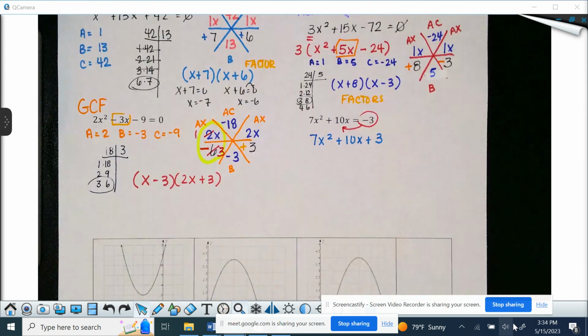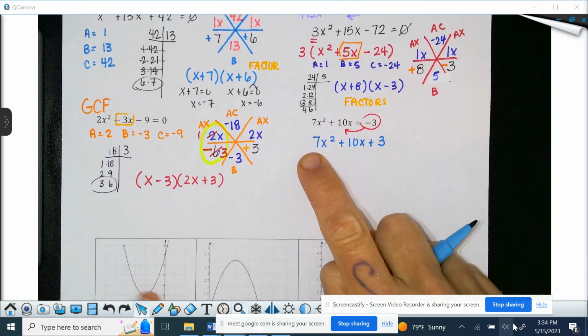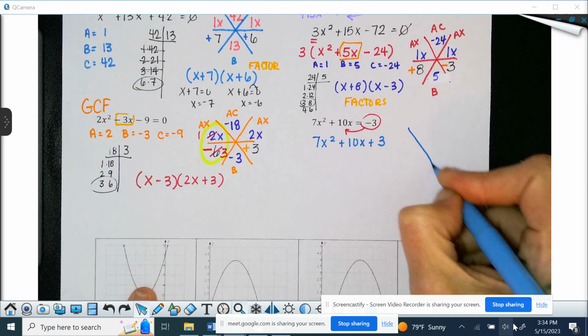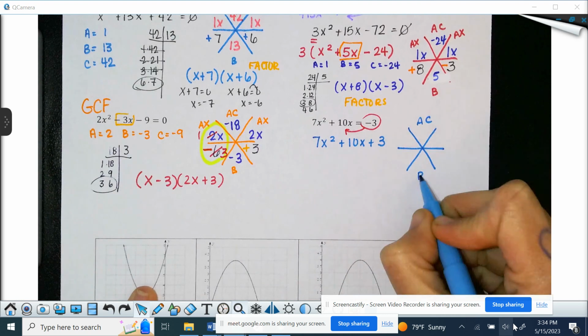Problem in paradise. Is there a GCF? Is there something that goes into 7, 10, and 3 other than 1? 1 doesn't really count for GCF conversation. 1 is a no good. So 3 does not divide into 10. 7's a prime number as well. Whichever way that you found that it won't work, that's all that matters. It won't work. So we do not have a GCF.